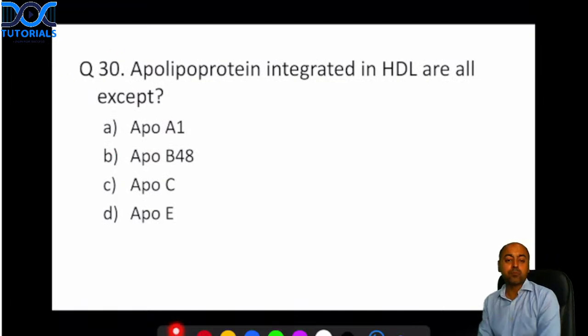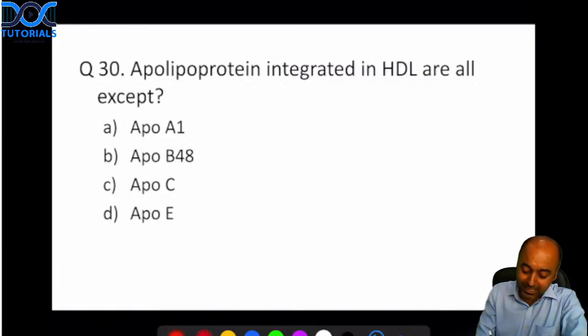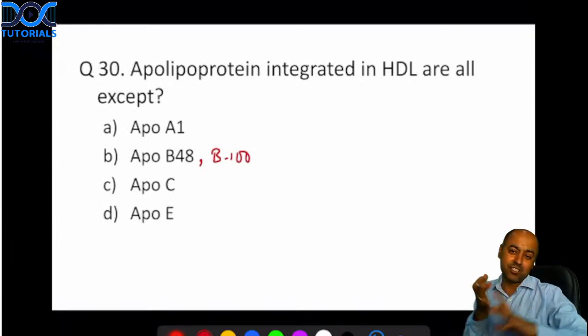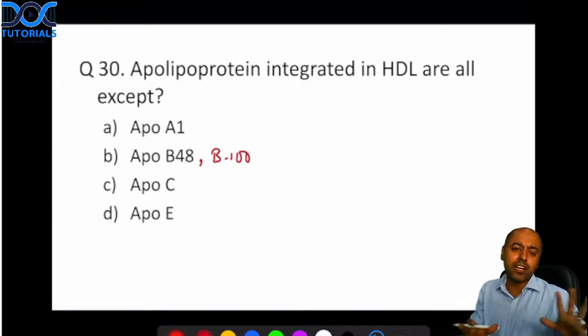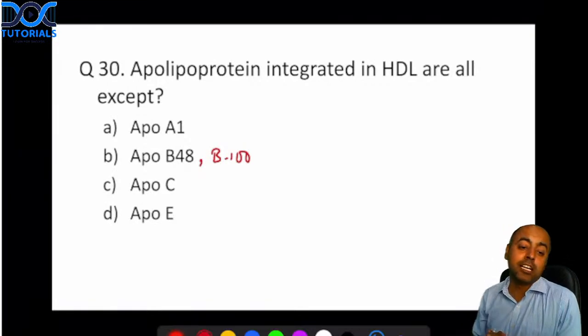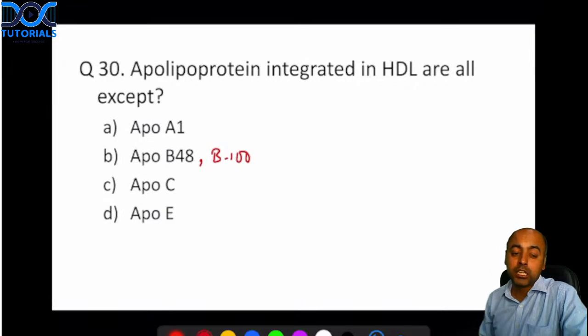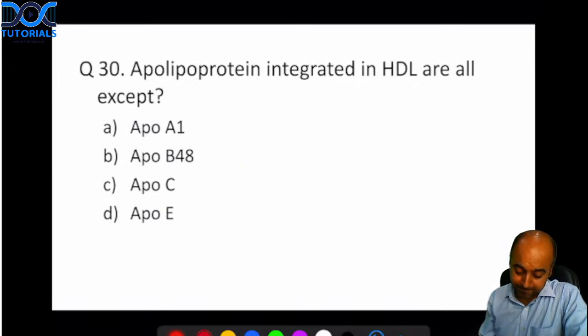Question 30, very simple, very straightforward. Apolipoprotein integrated in HDL are all except, answer should be B48 and B100. The B series is not there in HDL, otherwise you have all the A series, you have the C series, you have the E series, all of that will be present in the HDL. The B series, B48 and B100 are not present in the HDL.